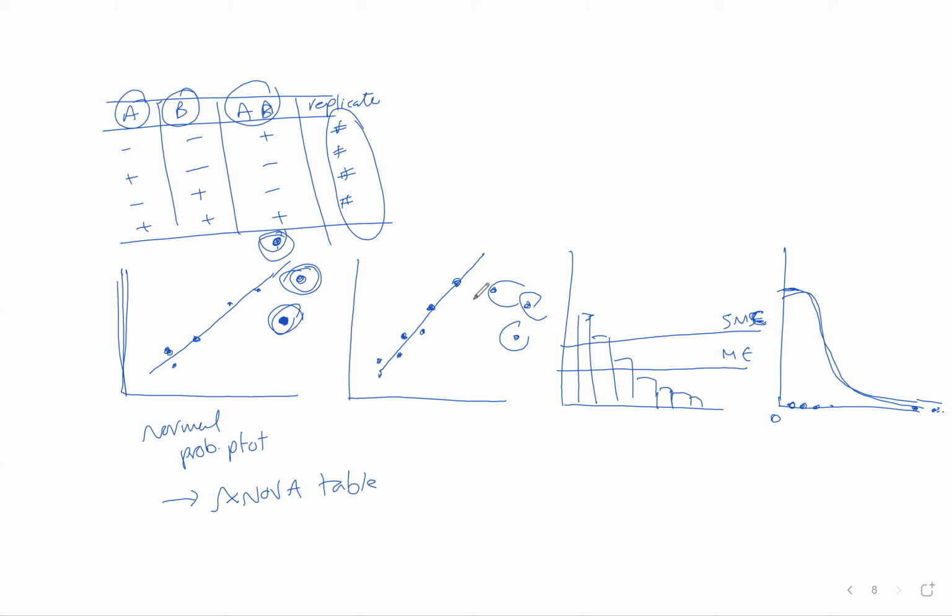But this 2 to the power k factorial design with no replication is very nice in terms of saving resources. But the problem is outliers. You should be very careful when you measure the response, because if this one is an outlier, it means you didn't measure the response accurately, and this one is wrong, everything will be wrong. So you should be very careful when you work with 2 to the power k factorial design with no replication.